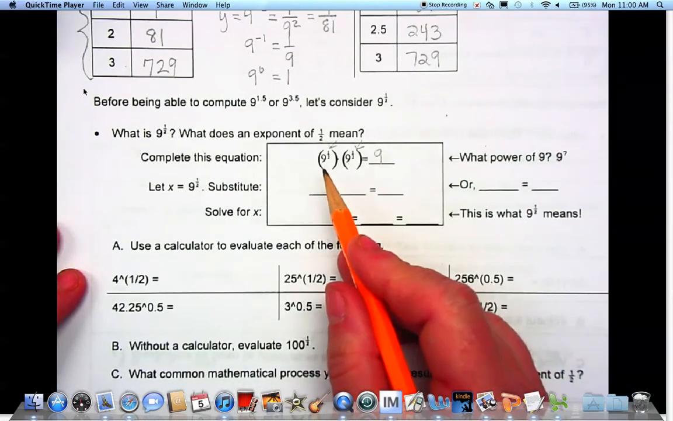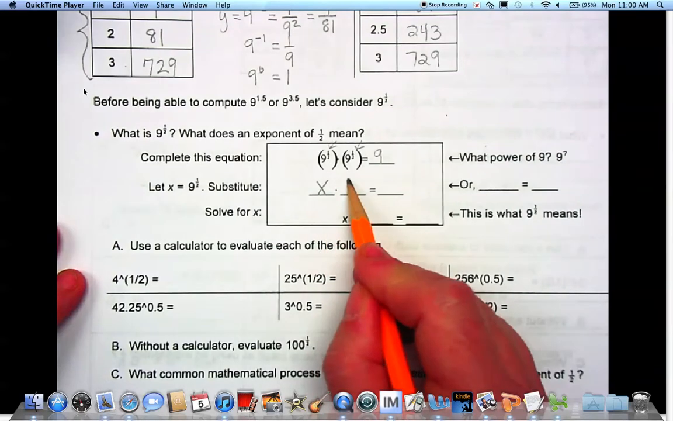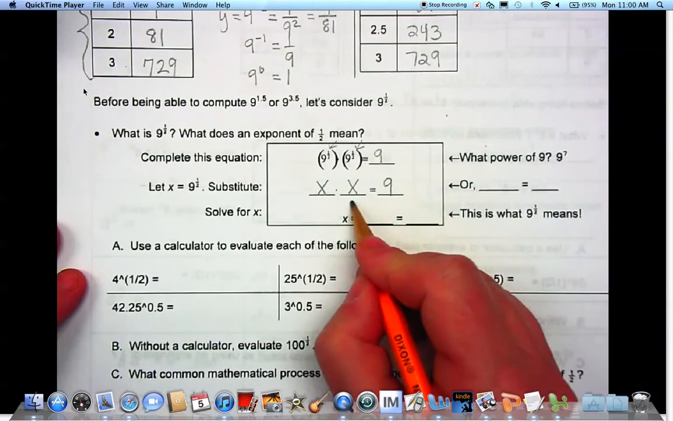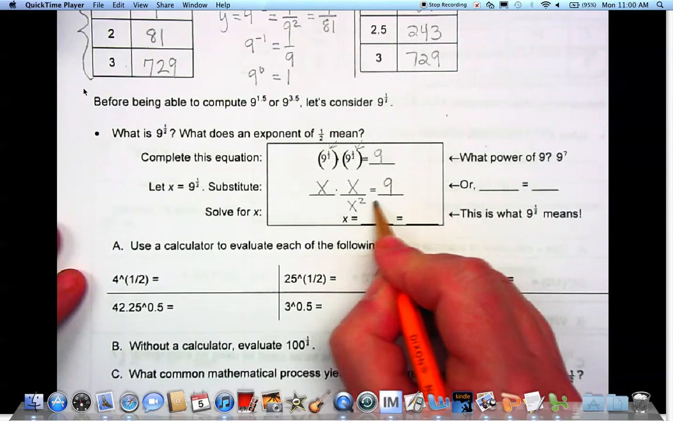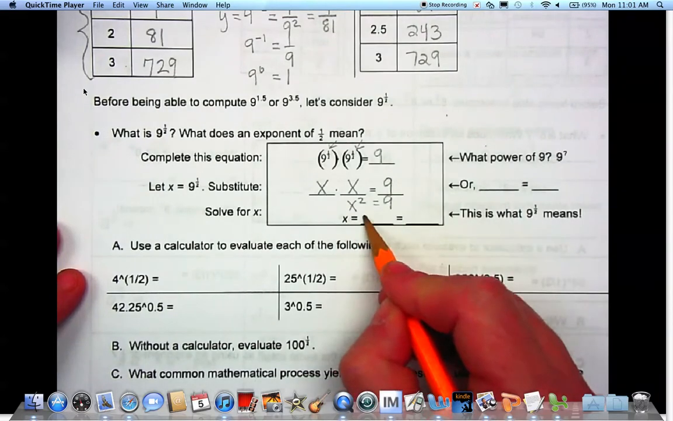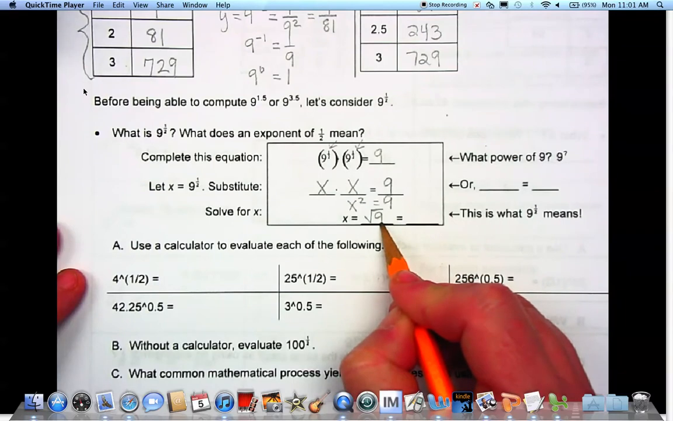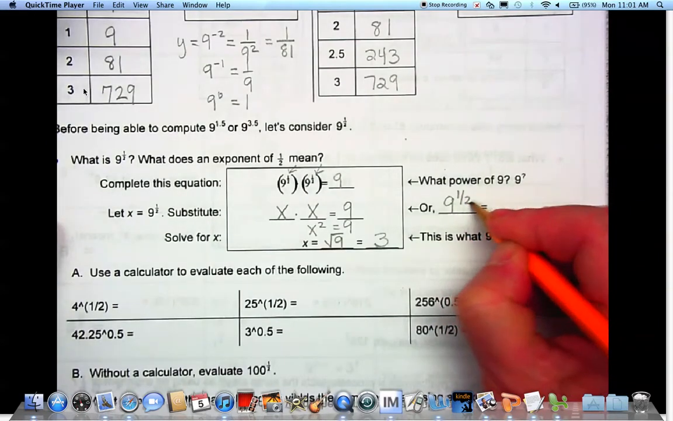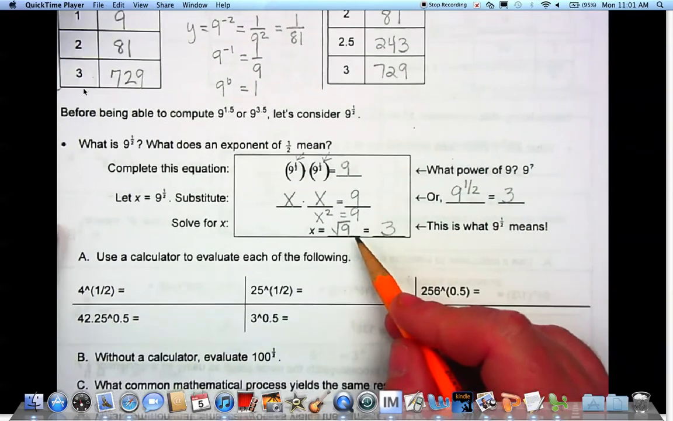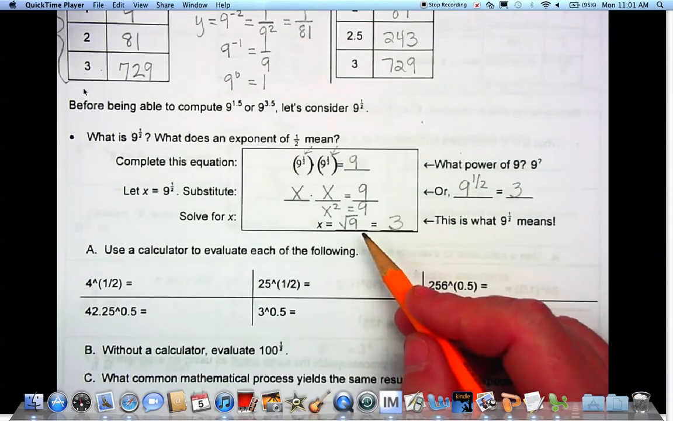So then we're going to replace 9 to the 1/2 with x. So we're going to have x times x equals 9. What is x times x? x squared equals 9. And then how do you solve that? Square root. So x equals the square root of 9. And what is the square root of 9? 3. That's where this 3 came from. So 9 to the 1/2 equals 3. How did we get the 3 from here? We square rooted it.